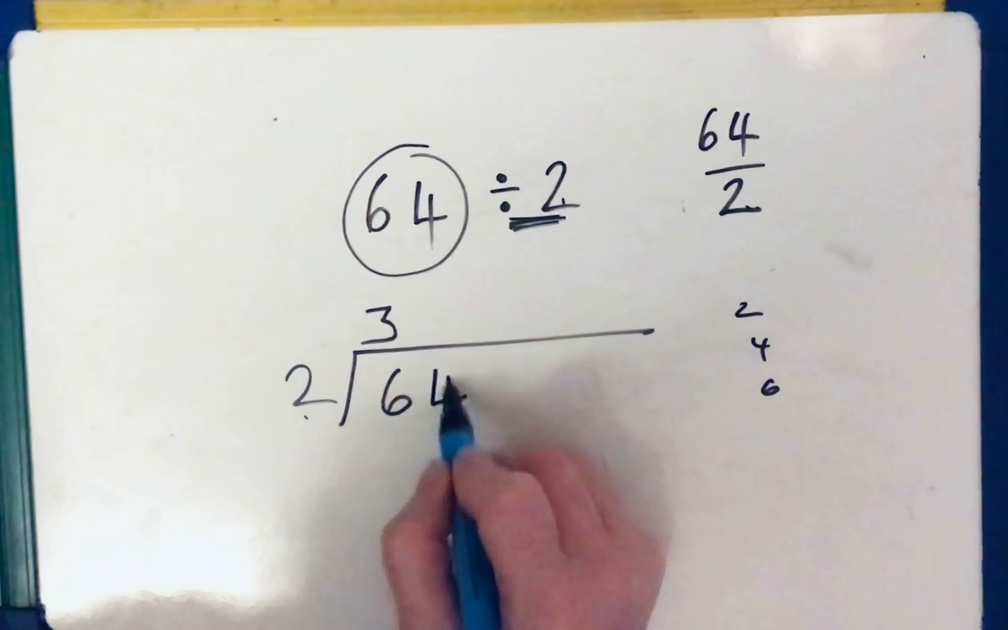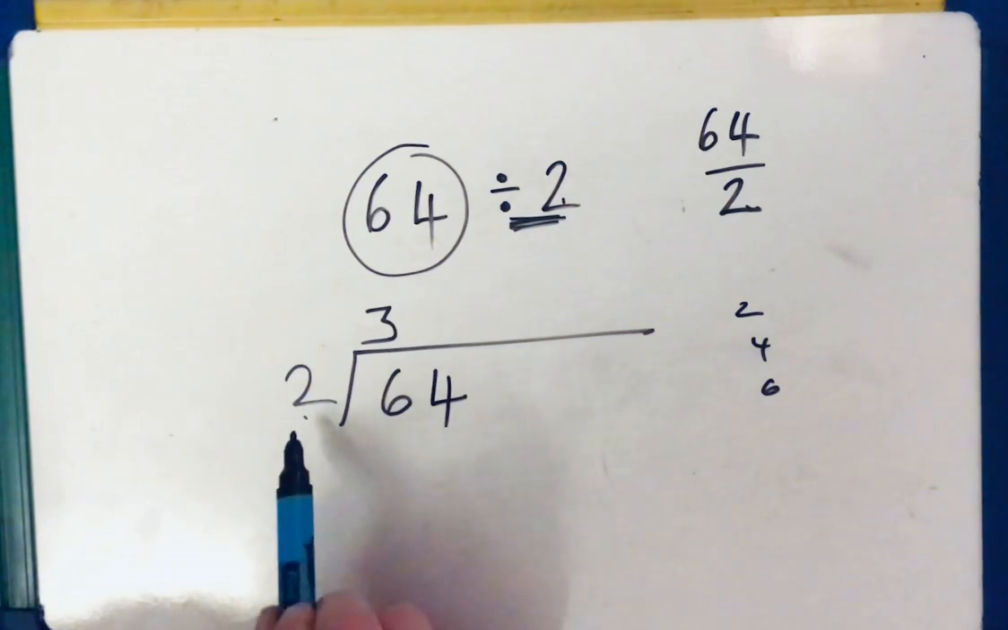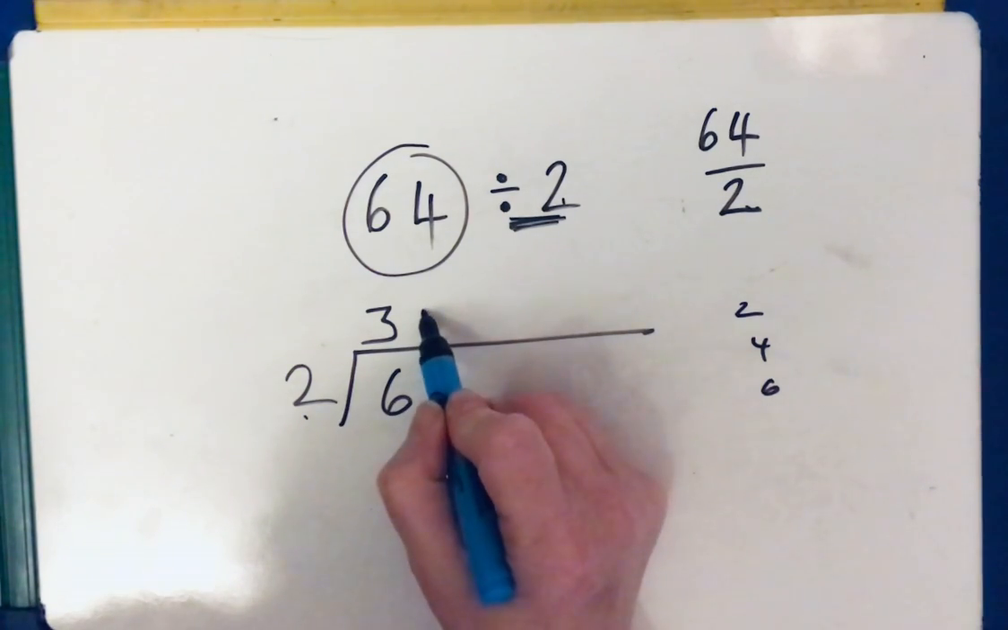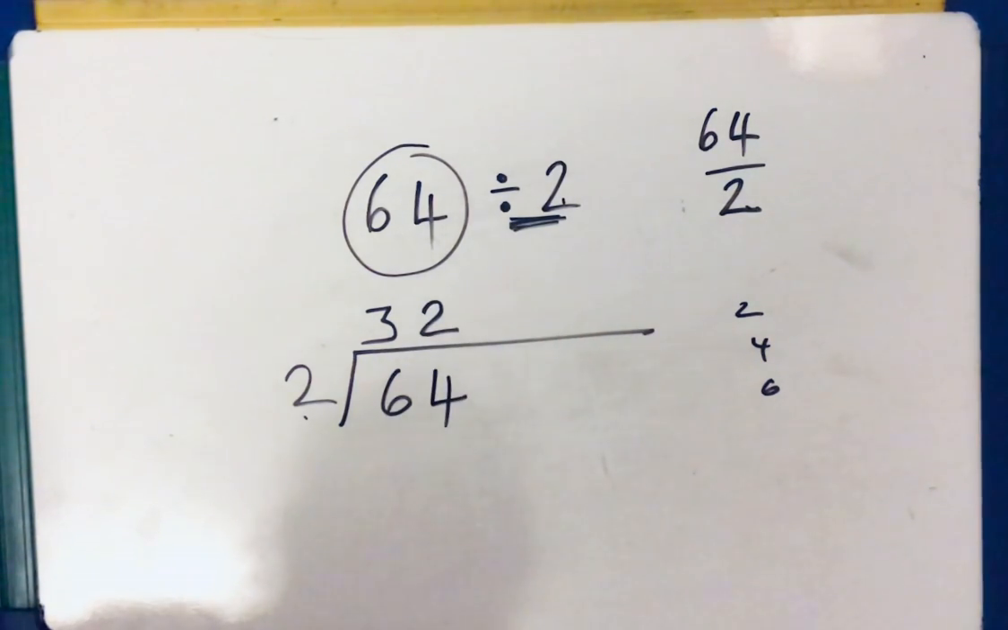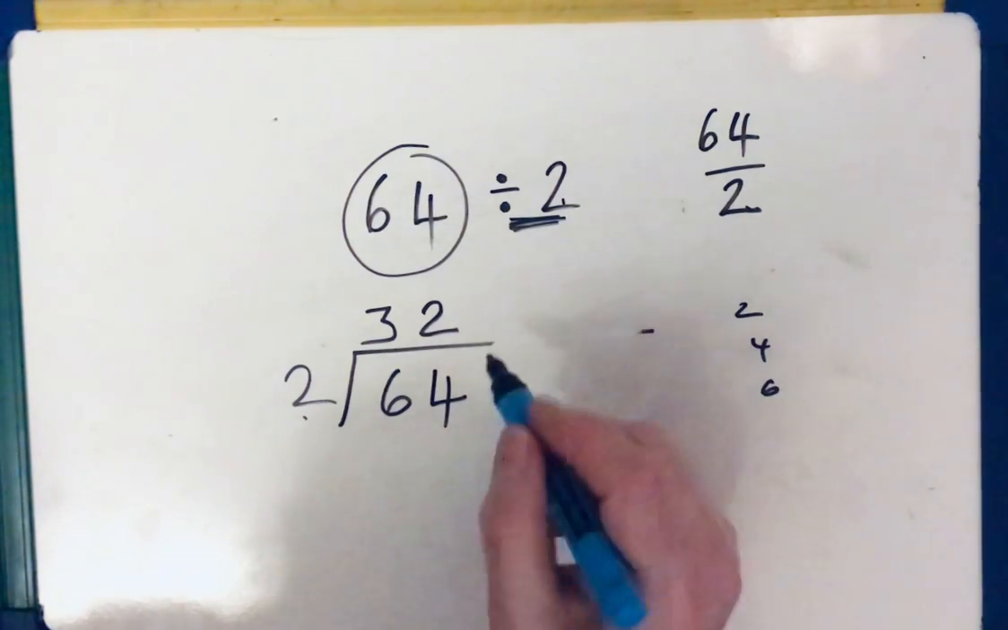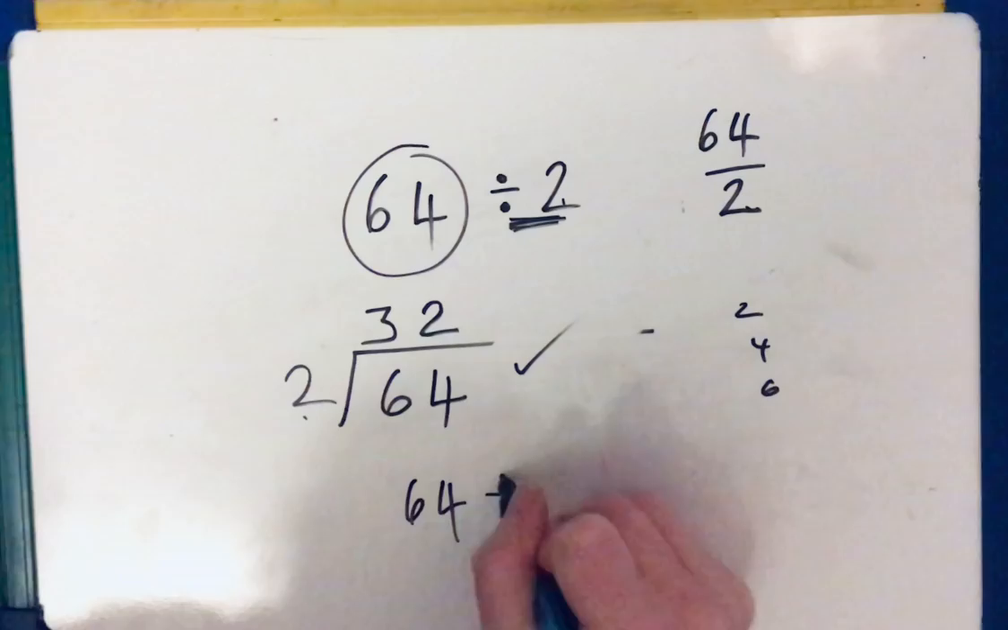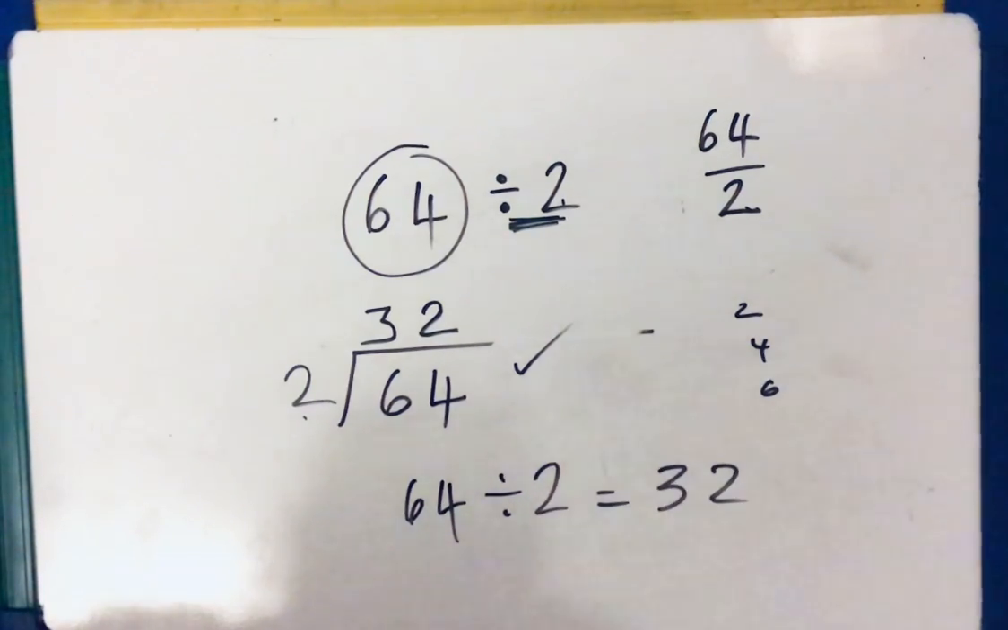And there's no remainder, but I'm going to put the 4 back. Now I have to know how many 2's go into 4, and I write the answer above the 4. There's no remainder, there's nothing else to carry on, so that's the answer. 64 divided by 2 is 32.